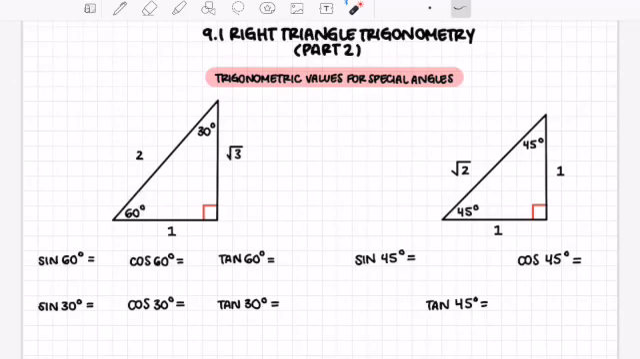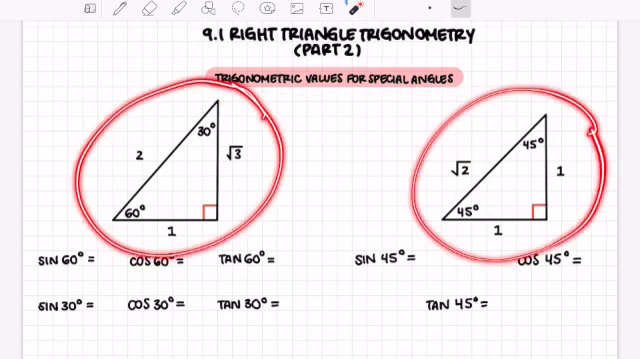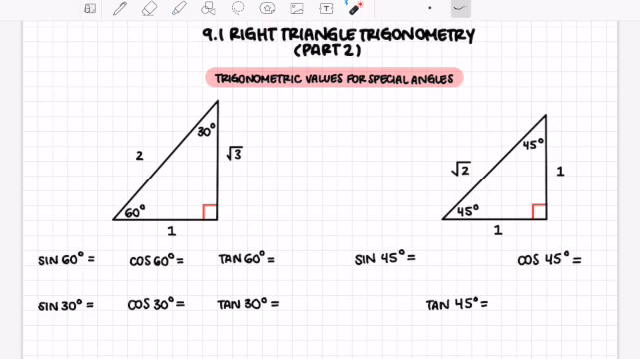Guys! So today we're going to be looking at Chapter 9, Section 1, Right Triangle Trigonometry, Part 2. We're going to be looking at trigonometric values for special angles. Right here we have two different right triangles, and they're special because we often see them, they occur frequently.